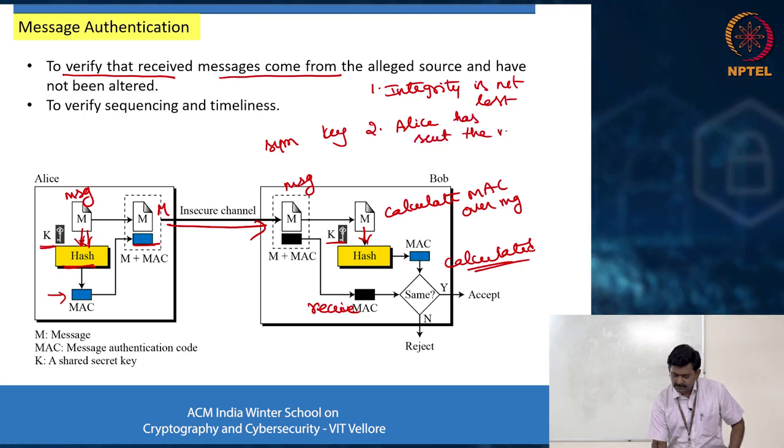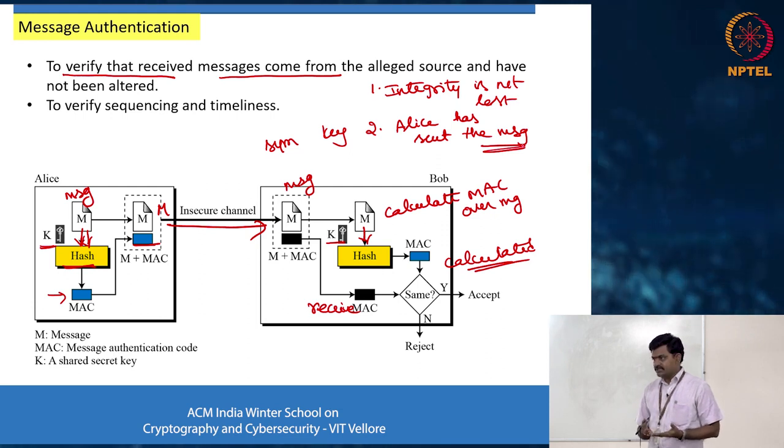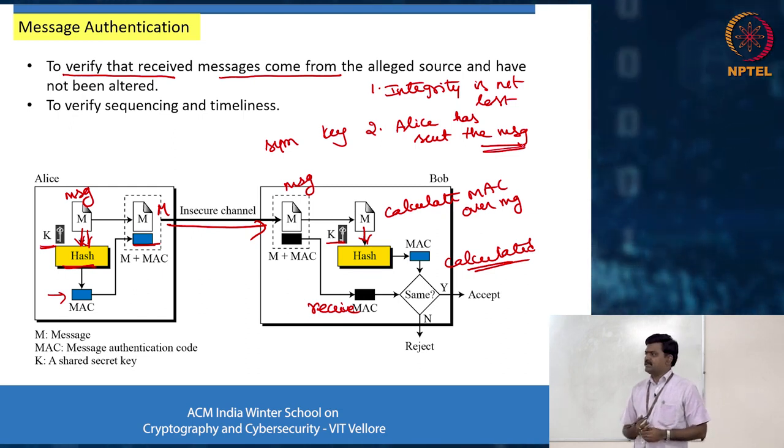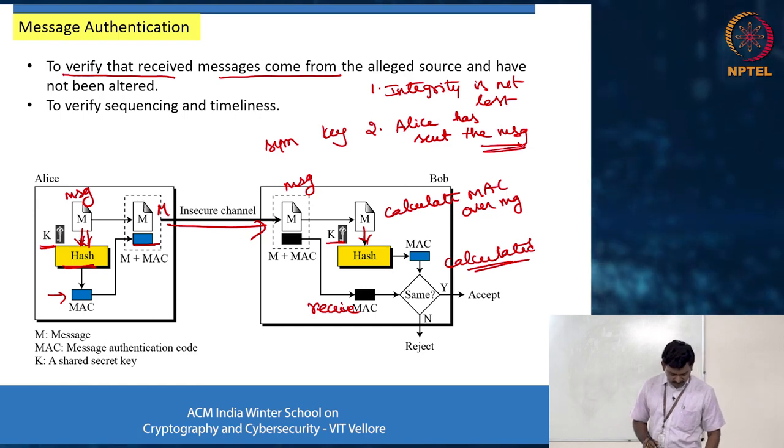Why have these conclusions come? Because you are able to get the same MAC code as we have received, so integrity is preserved, number one. Number two, for creating the MAC code, the same key is used, right? And who has that key? The key is with Alice. So Alice has sent the message, right?